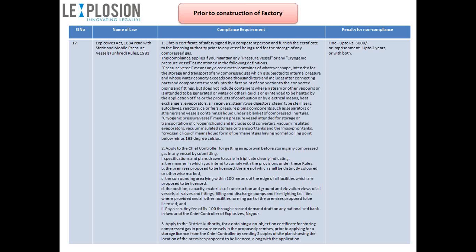You need to apply to the chief controller for getting an approval before storing any compressed gas by submitting certain details. Those details are also mentioned in the slide. You need to apply to the district authority for obtaining a no objection certificate for storing compressed gas and pressure vessels in the proposed premises. And prior to applying for a storage license from the chief controller, you need to send 2 copies of the site plan showing the location of the premises proposed to be licensed. So you need to apply to the district authority before applying to the chief controller.